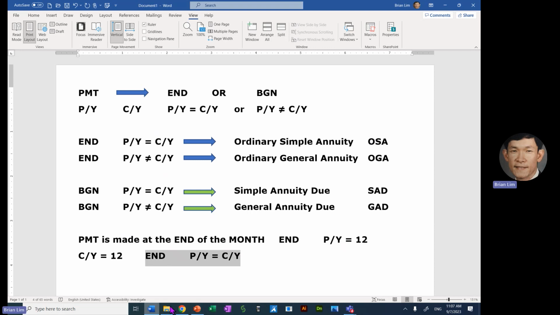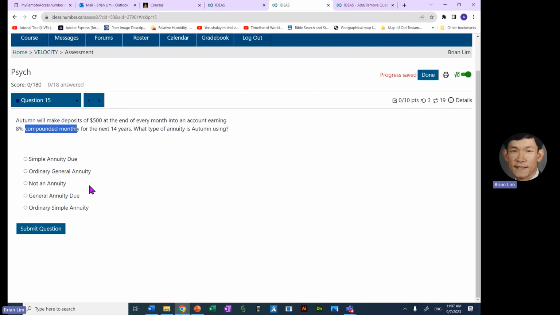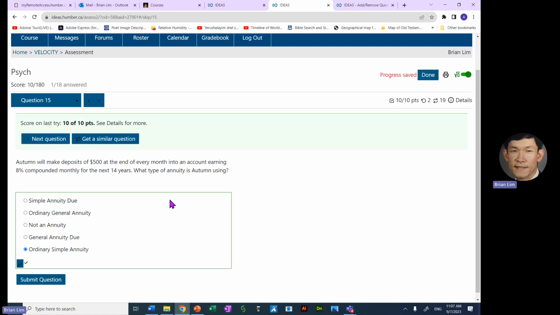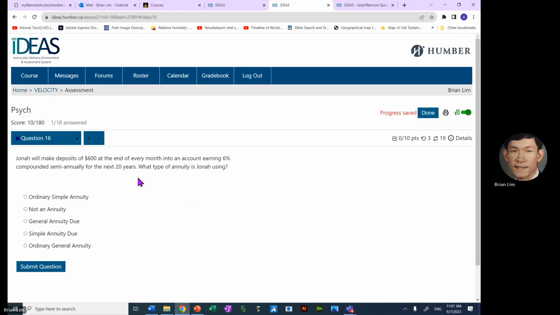So let us go back and let us look at the question. This should be an ordinary simple annuity. That should be the correct answer. And let's submit, and it is correct. It has a green box and a check mark. All right, let's look at the next question now.